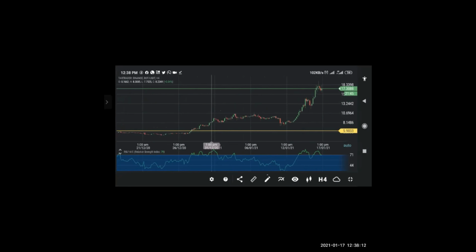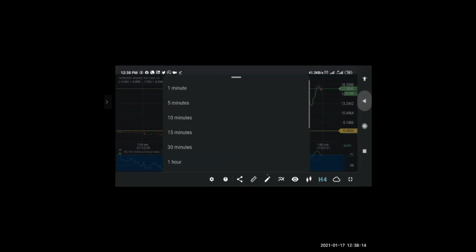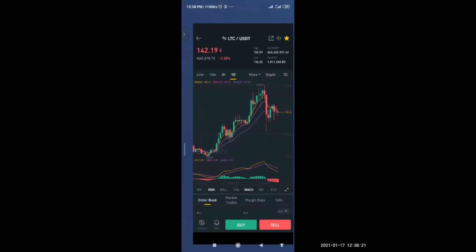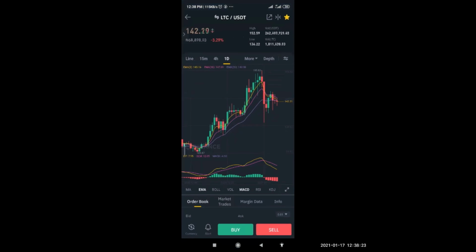So let's say, for example, this is where the time frame is. Or maybe let me use Binance. For Binance, let's say we are still using our LTC. This is where your time frame is. Just come over to this more. So you have many time frames here.